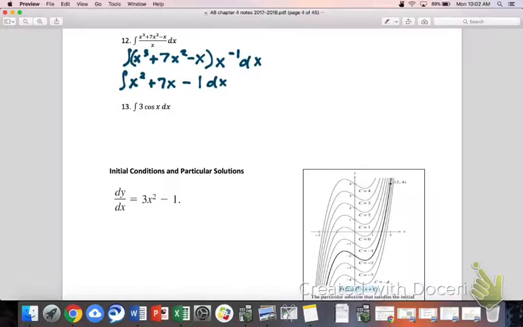So once I've done that manipulation where I've flipped up and then distributed, now I can go through and do a power rule for integrals 3 times, and I should be in good shape. This would then give me 1/3 x cubed plus 7/2 x squared minus x plus c for my final antiderivative there. Any questions?